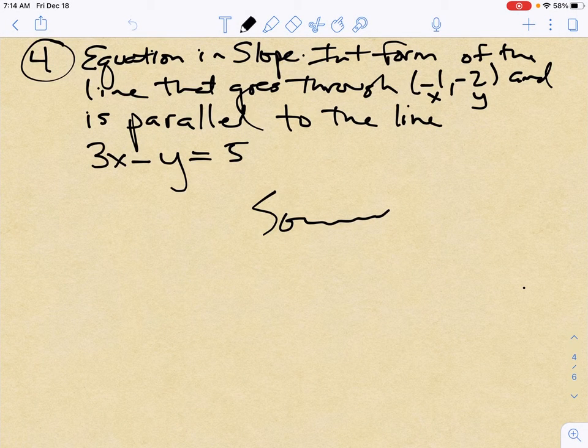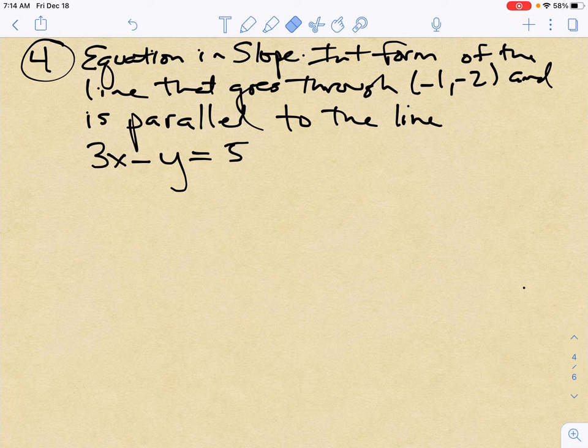All right, let's look at these last two problems. So this first one, you've got to write an equation, in slope-intercept form, of the line that goes through the point (-1, -2) and is parallel to the line 3x minus y equals 5.